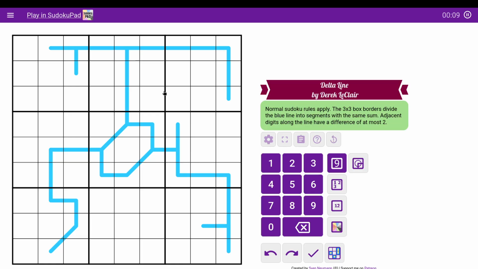3x3 box borders divide the blue line into segments with the same sum. Well, the sum has to be at least 15, has to be at least 21, right? Because of this box.